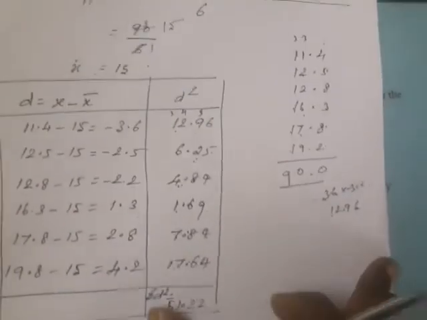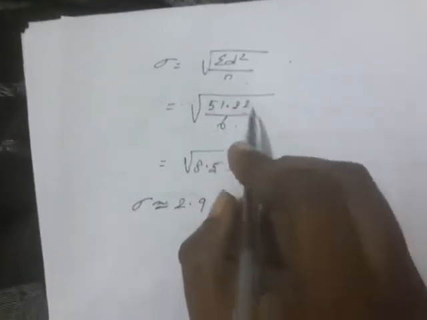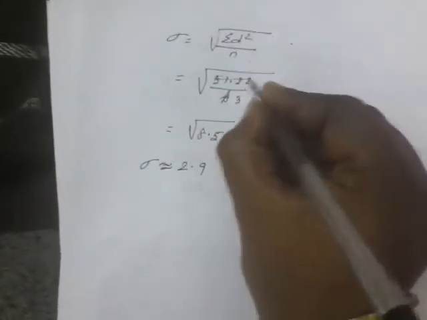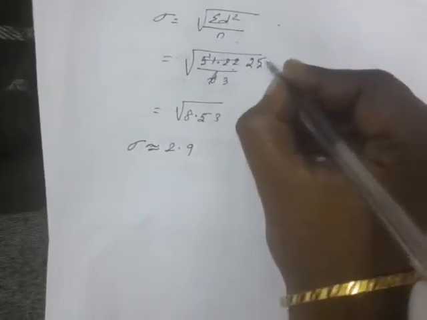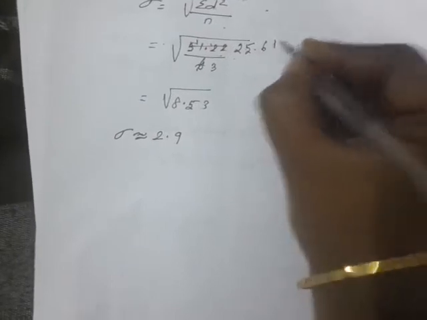The next one. Using that, what is the sigma formula? Sigma is equal to root of summation of d square by n. This is the mean method. So the summation of d square value is 51.22 by 6. You have to strike out: 3 2s are 6, 2 2s are 4, balance 1, 5 2s are 10, balance 1, 6 2s are 12, 1 2 is 2.